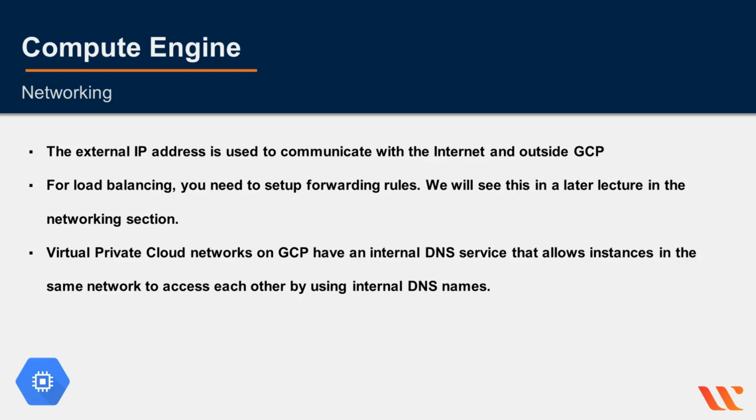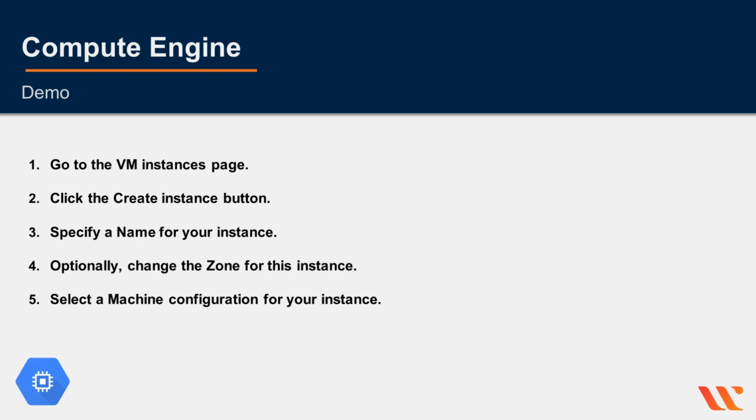The external IP address is used to communicate with not just the internet, but also other components that are outside the zone or outside the region, depending on the resource. For load balancing, you need to set up forwarding rules. We'll see this in a later lecture in the networking section. VPC cloud networks on GCP also have an internal DNS service that allows them to communicate with each other with their DNS names instead of the IP addresses. Now let's go ahead and create a Compute Engine instance.